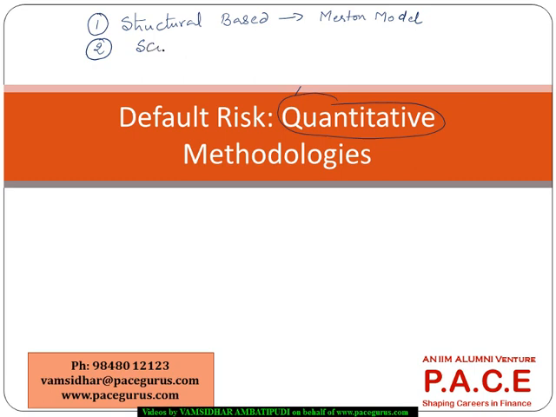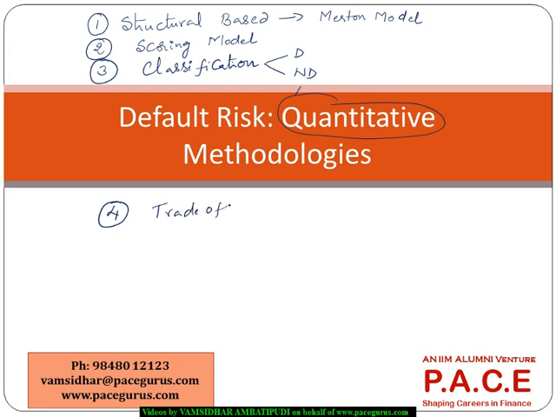Then we talk briefly about credit scoring kind of models, and then we try to understand the various classification mechanisms. How do various models classify a particular firm into a default or non-default kind of category? What are the various mechanisms being used? And finally, we try to understand some of the trade-offs and the various factors that we consider in the choice of the model. Of course, not too much numerical calculation is involved, but we are trying to understand the quantitative methodologies available for the computation of the default risk.